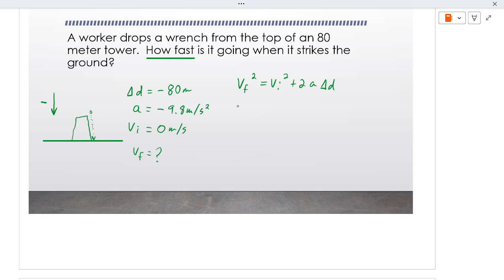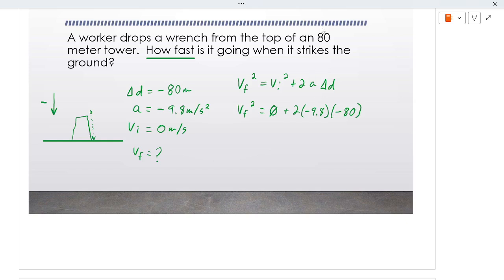Looking for Vf, so we will leave that as a letter. Vi is 0. 2 times negative 9.8 times negative 80.